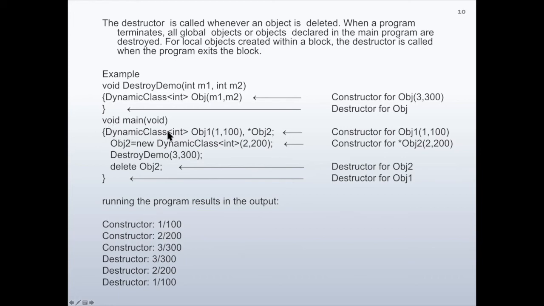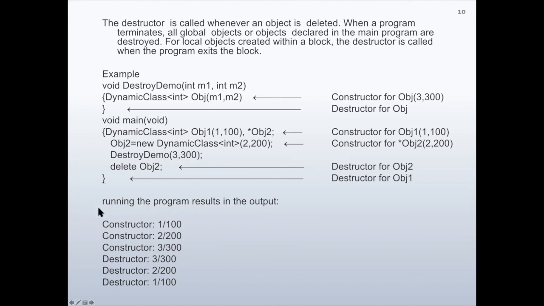In the main part, we have a declaration of obj1 with parameters 1 and 100, and obj1 is of type DynamicClass of integer, and also obj2 is declared as a pointer to a DynamicClass integer object. This one is a static object having dynamic parts. Here, the second object is created by the new operation with a call to the DynamicClass constructor with parameters 2 and 200. The address of the object is loaded in obj2, which is a pointer to a DynamicClass integer object. And then destroyDemo is called with parameters 3 and 300. And then we have delete obj2, and this is the end of the main part.